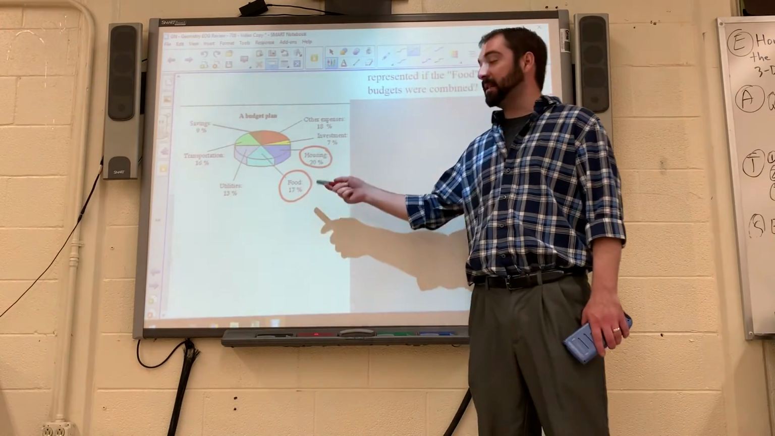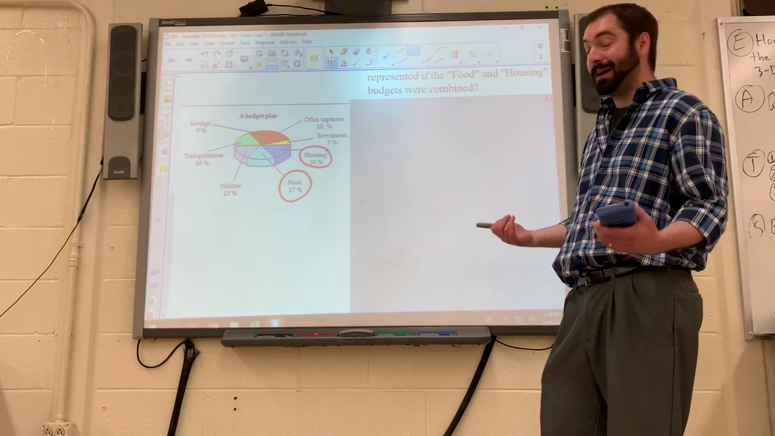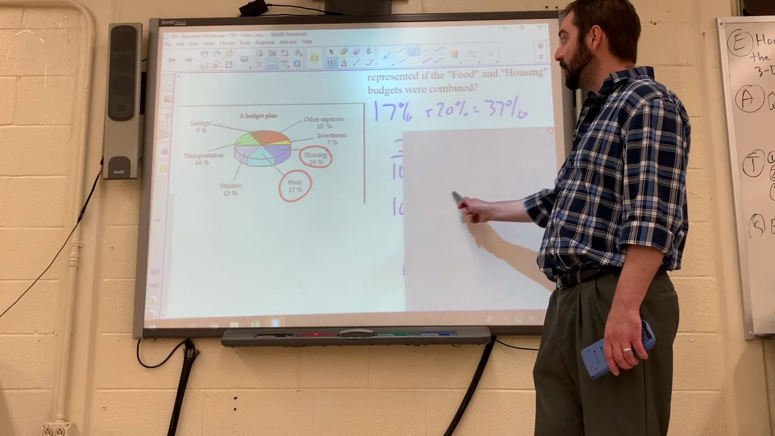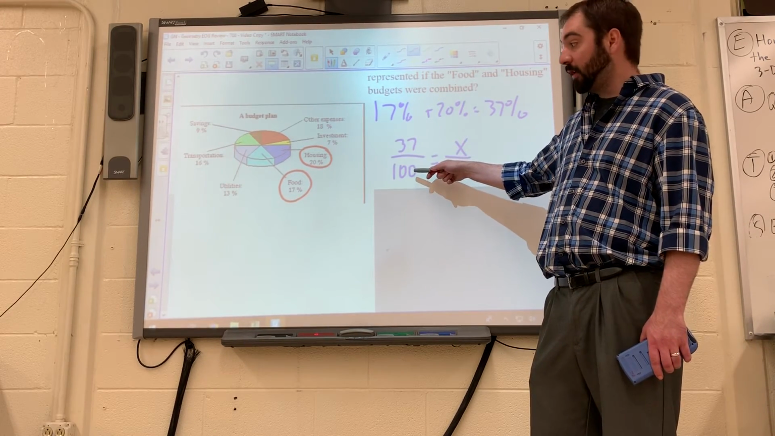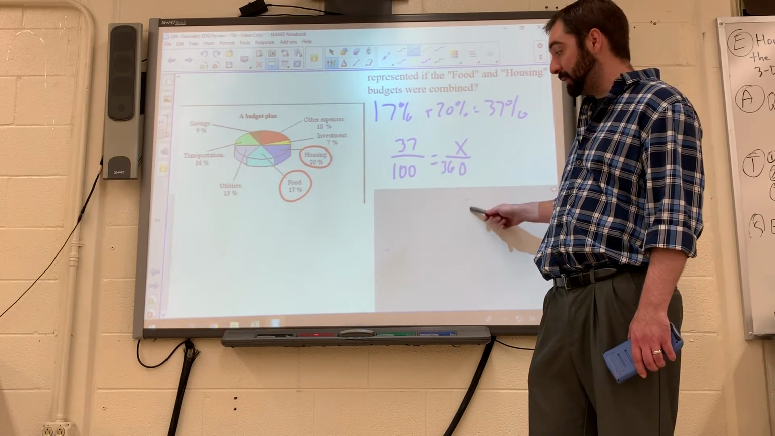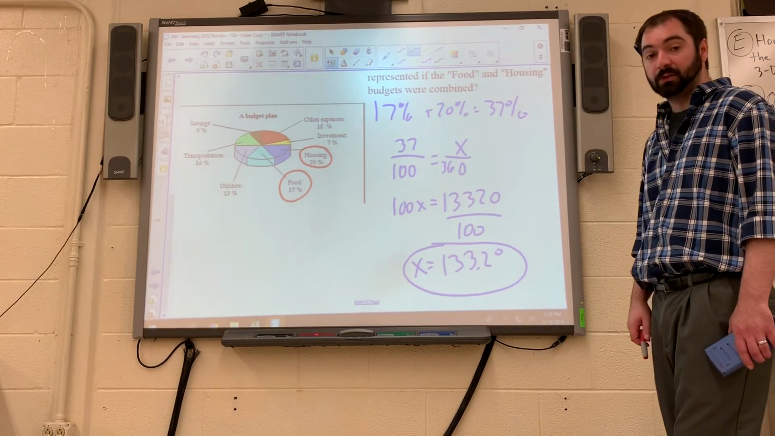I know I want to combine these two. So I have 20% for housing, 17% for food. If I combine that, I got 37%. So from there, again, I know that 37% out of 100 are food and housing. I don't know how many degrees out of the 360 that would be, but I know if I cross multiply and solve, I would get 133.2 degrees.